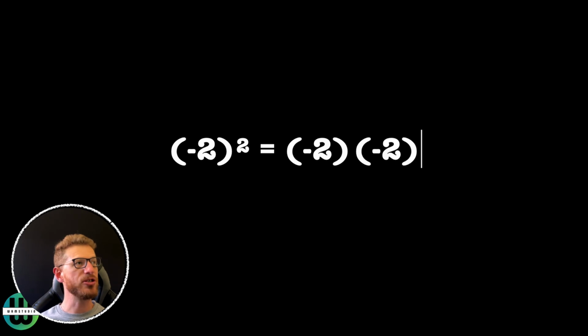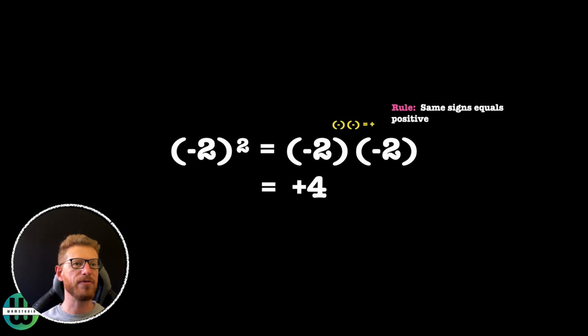Due to my rule, same signs equals positive. Let's do negative 2 to the power of 2, negative 2 inside of the brackets. Again, we're writing it as negative 2 times negative 2. Notice the brackets, and then that will yield positive 4. Again, because we have same signs equals positive, and a negative times a negative will equal a positive.